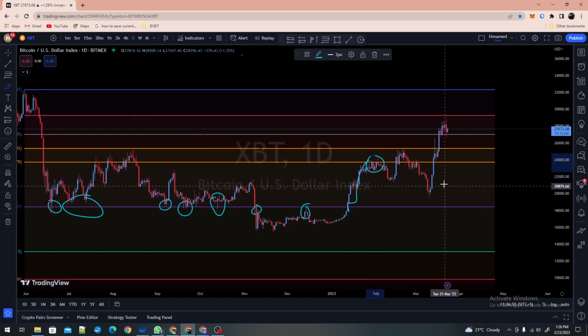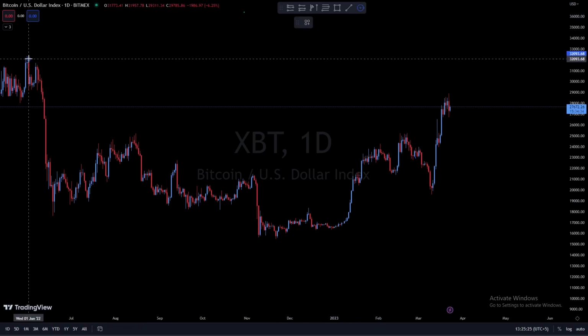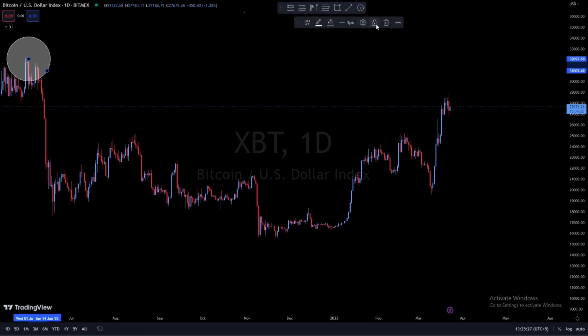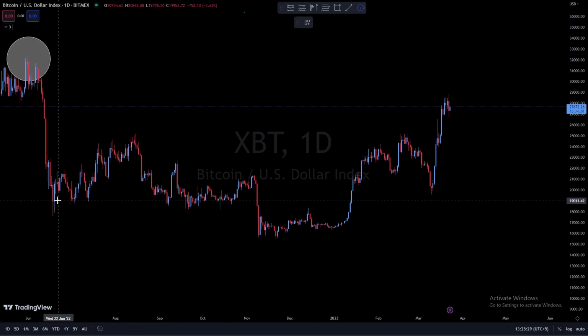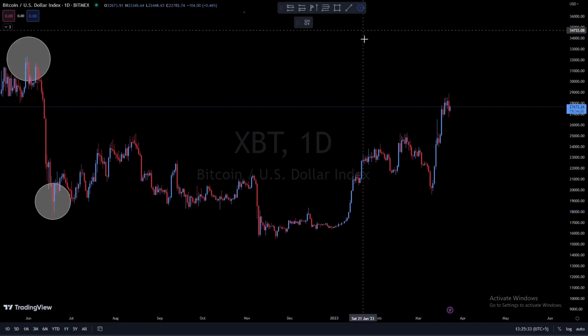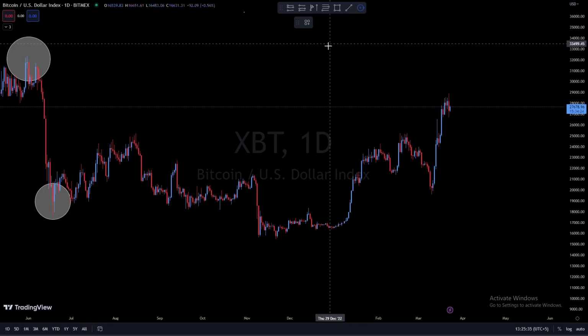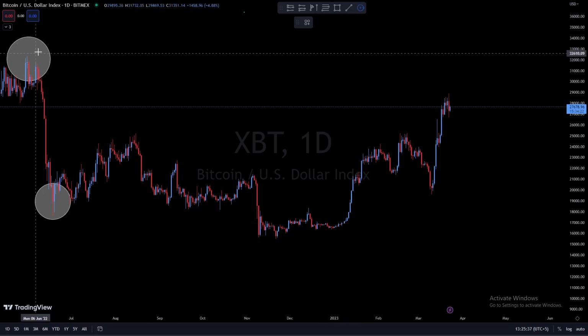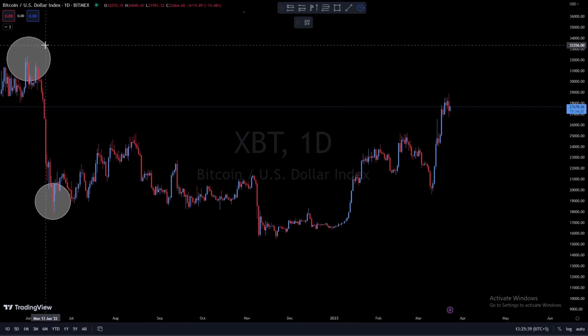To draw Fibonacci retracements, you need to identify 2 points on a chart. These 2 points represent the high and low of a price move. Once you have identified these points, you can draw your Fibonacci retracements. To draw Fibonacci retracements, you need to follow these steps.